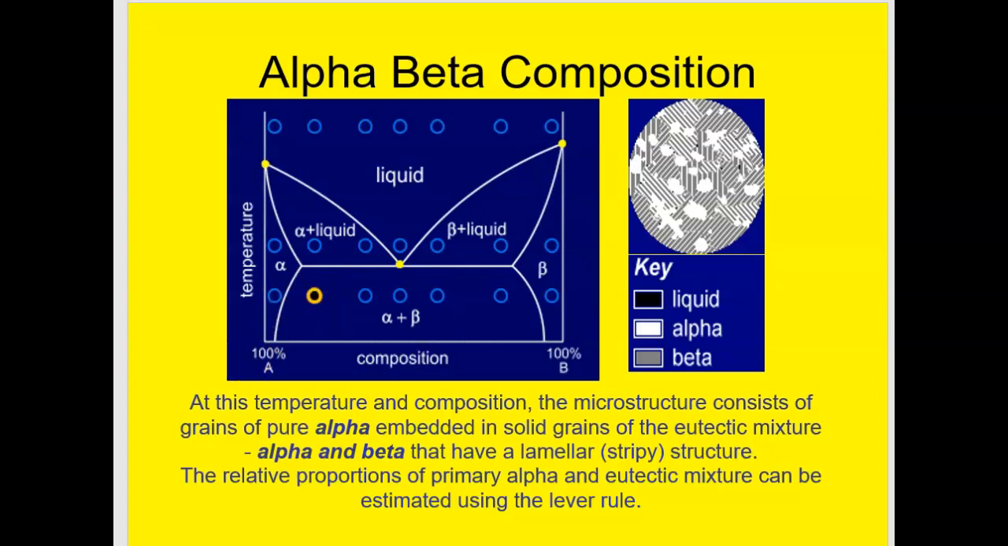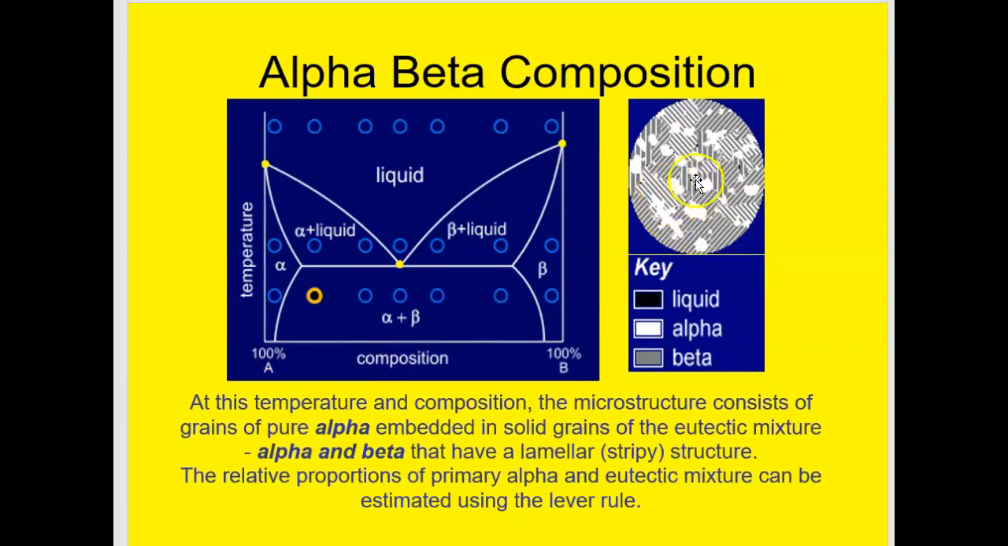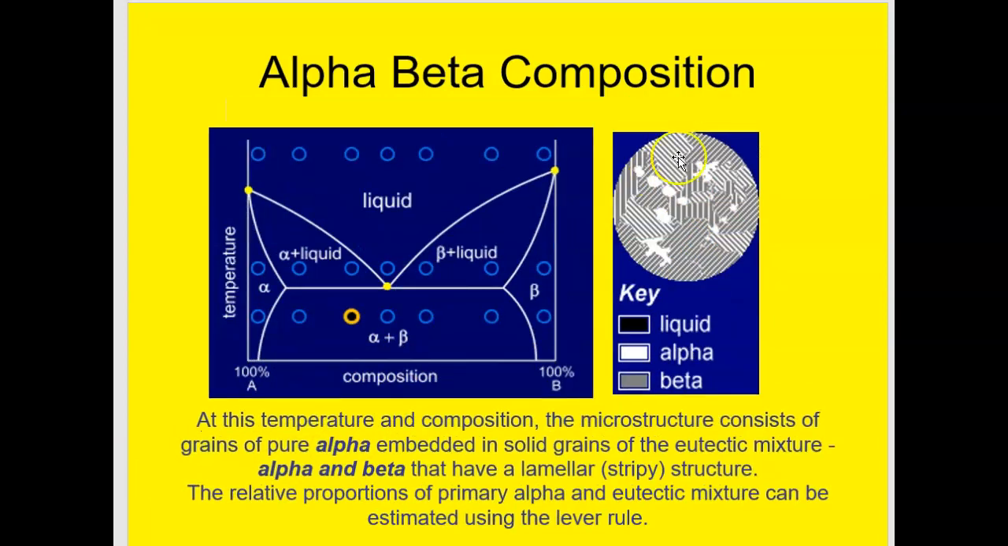Now, let's see if I move towards the right and what happens. As I move towards the right, you can actually see here there was a lot of alpha, the white ones. As I move towards the right, you can see the amount of the white, which is alpha, starts to decrease, but the amount of the gray will start to increase.